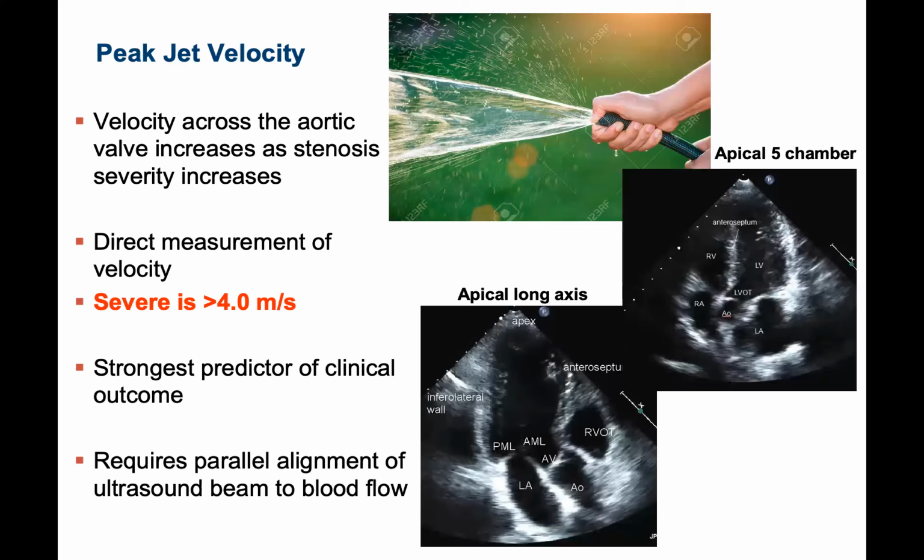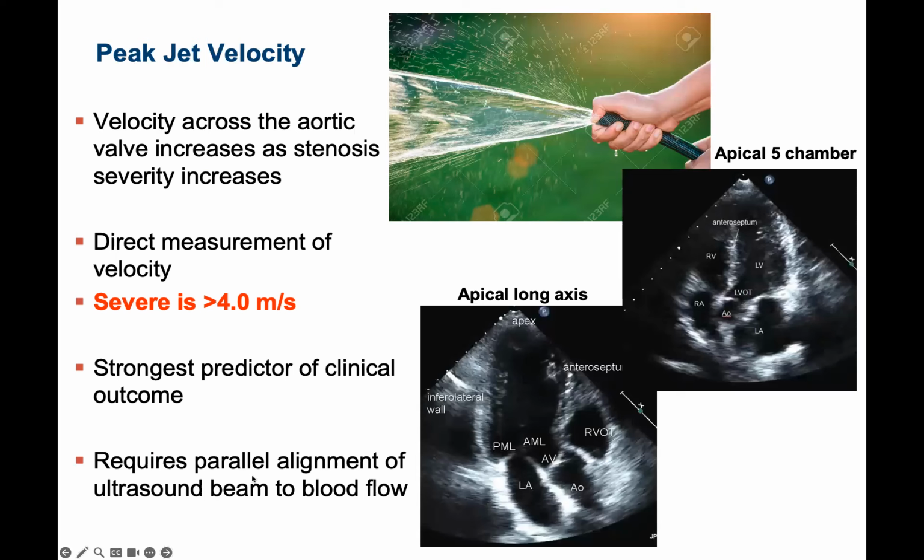So if you think back to our lectures on the physics of ultrasound, when we do Doppler assessments, we are looking at the velocity of blood. And in order to appropriately calculate the velocity of blood, we need to be either parallel or anti-parallel to the blood flow. So we unfortunately cannot get a peak jet velocity in a parasternal long axis view.